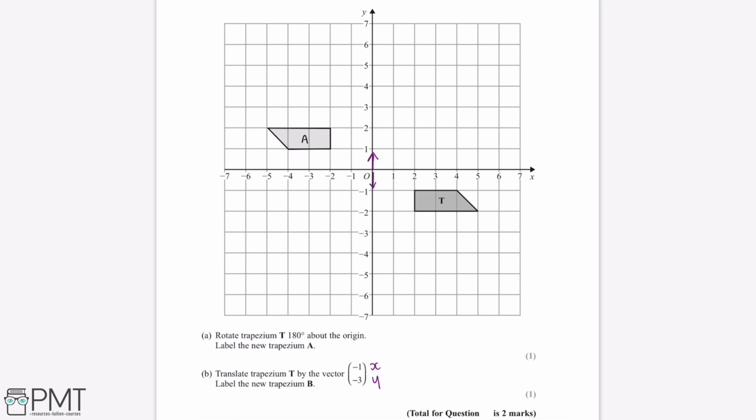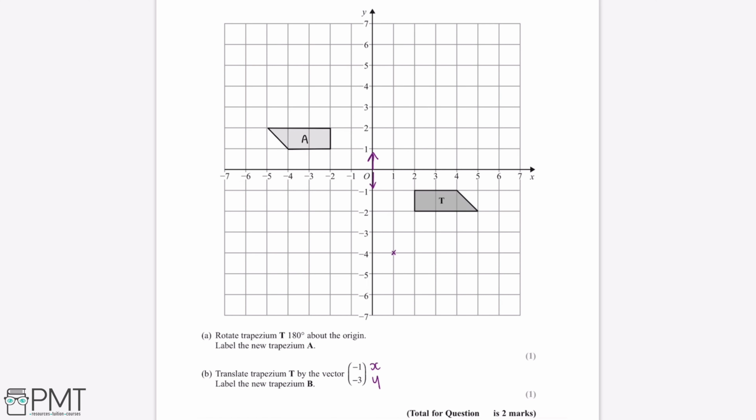So if we start off with the first point, this is point 2, -1. So first we'll minus 1 from the x-coordinate, which will give us 1, and then minus 3 from the y-coordinate, which will give us -4. And we can draw a cross here. Next, the coordinate 4, -1. So again we'll minus 1 from the x-coordinate and minus 3 from the y-coordinate, and this will give us the coordinate 3, -4.